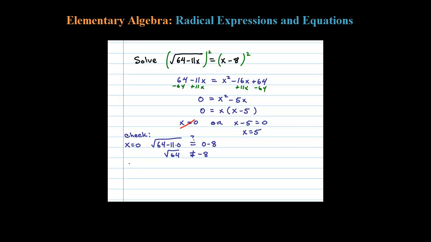Let's go ahead and substitute in 5 and see if that one works. So again, 64 minus 11 times 5, does that equal, as a question, 5 minus 8? 64 minus 55 is 9. Certainly 9 does not equal negative 3. Square root of 9 does not equal negative 3. So x equals 5 is an extraneous solution as well.